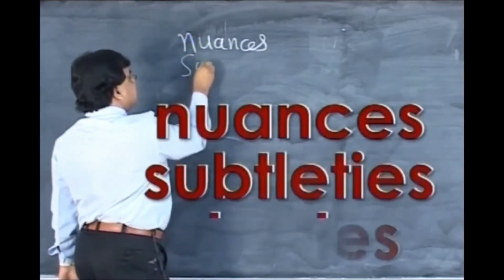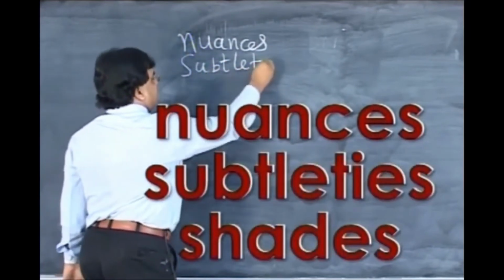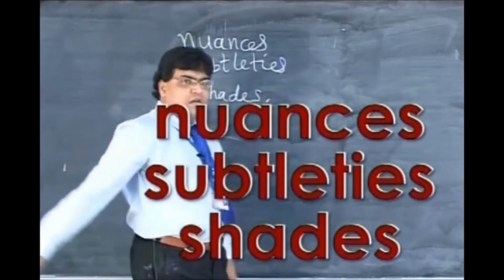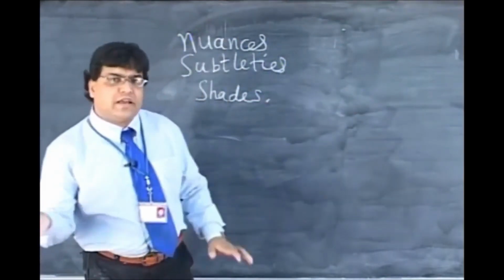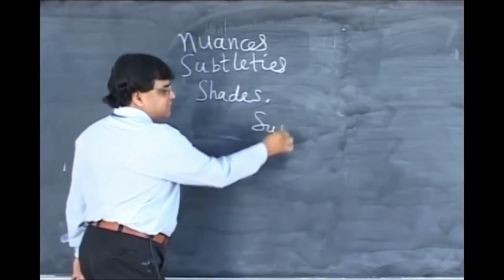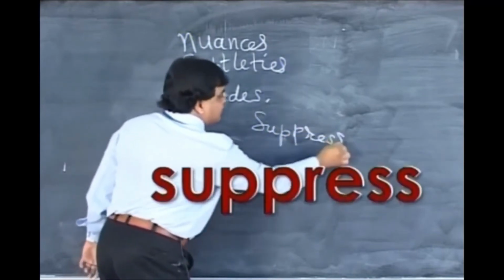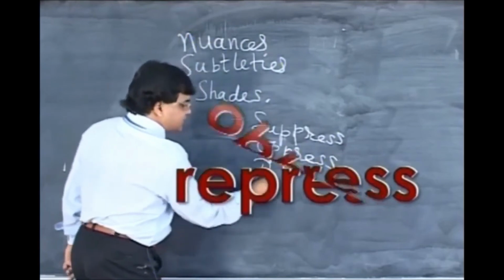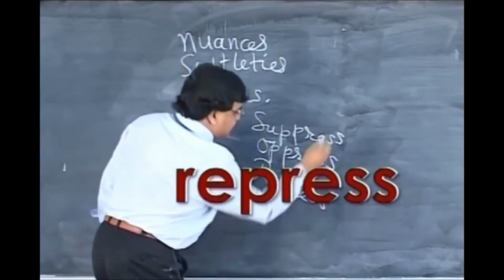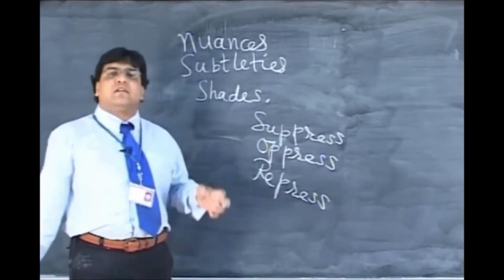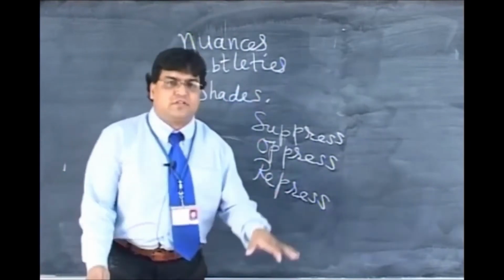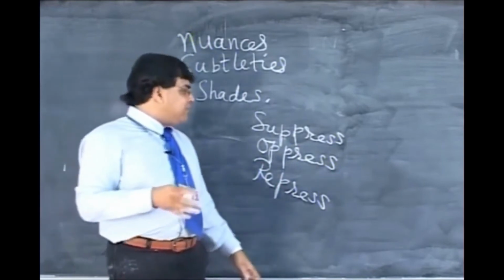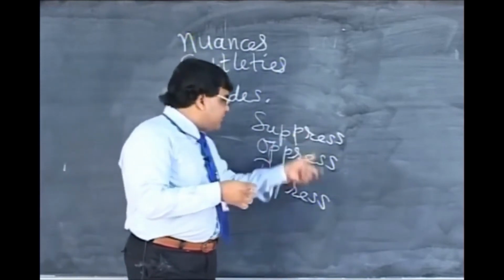Talking about nuances. Also, we call them subtleties or shades of meanings. Take words like suppress, oppress, and repress. All of them mean roughly the same thing: to put some force, to subjugate, not let somebody thrive, not let somebody feel free, but they've got different usage.